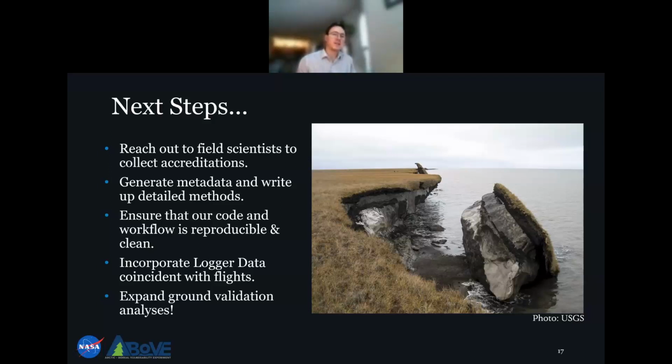We'll also continue the ground validation efforts, generate metadata, and I really would like my workflow to be reproducible and clean so that other scientists don't have to email me to use this data and figure out what I did to it. And yeah, we'd also like to incorporate some logger data. So for instance, Laura Borjo Chavez and her team have some logger data that we think would represent really high quality ground validation points.